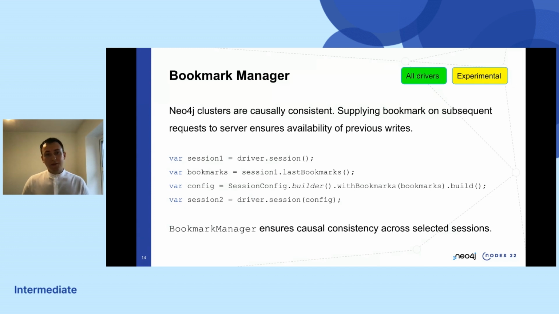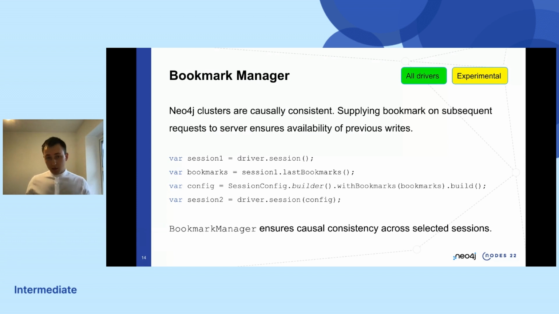One of the interesting features introduced in Java Driver version 5 and other drivers is Bookmark Manager. It is technically experimental, but you can explore how it works and give us some feedback. As you know, Neo4j clusters are causally consistent. Effectively, it means that once you're done with one transaction and you start another transaction, you're supposed to provide bookmarks from the first transaction to the second transaction if you want to ensure that those changes are visible.